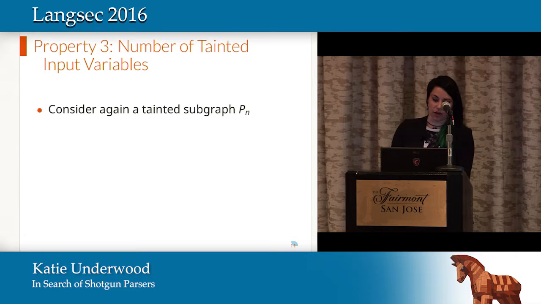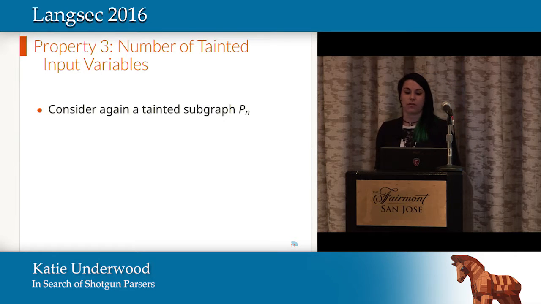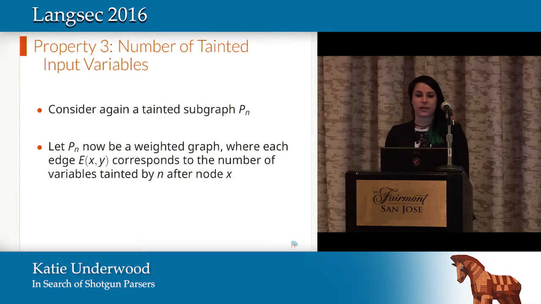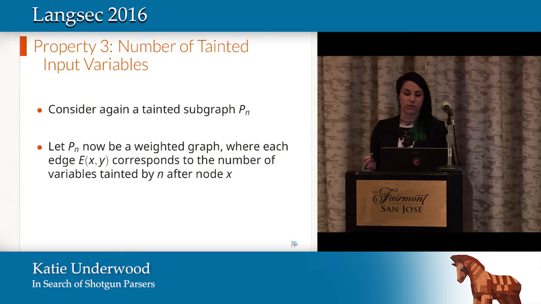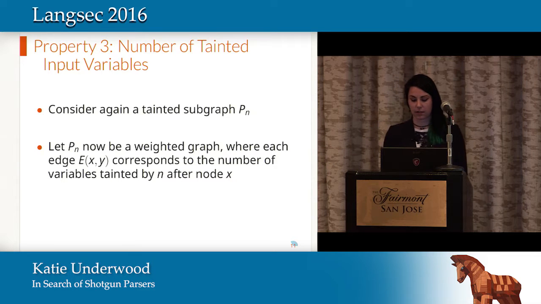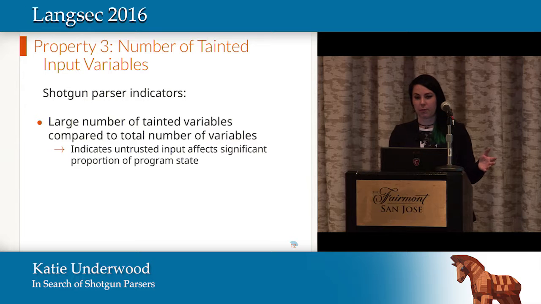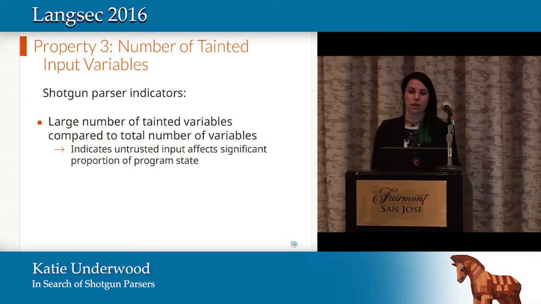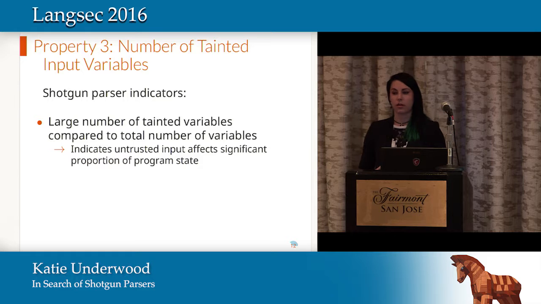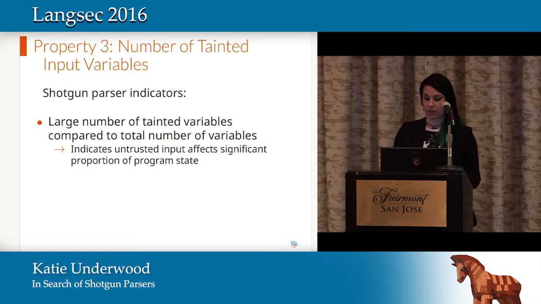And now we get to this auxiliary property of number of tainted input variables. So consider again our tainted subgraph, P sub n. And now let's let P sub n be a weighted graph, where the weight of each edge corresponds to the number of pieces of state that have been tainted by n after traversing node x. And again, here we can pick up a few shotgun parser indicators. So if the number of pieces of tainted state is large compared to the total number of pieces of overall state, this indicates that perhaps the prevalence of untrusted data is affecting a greater proportion of your program state.